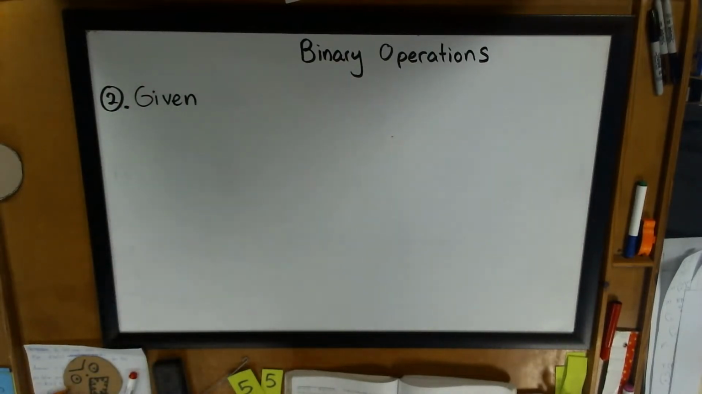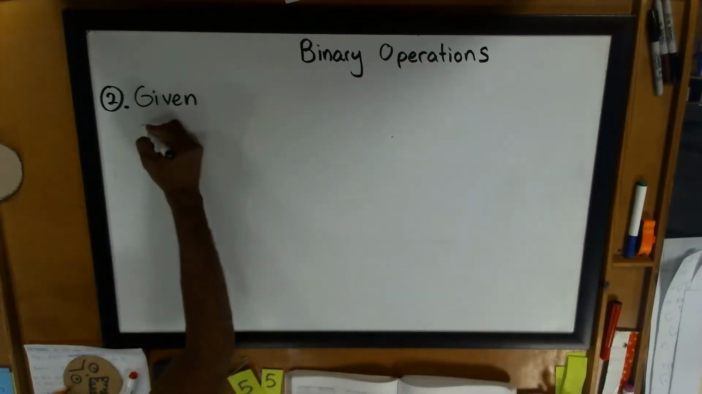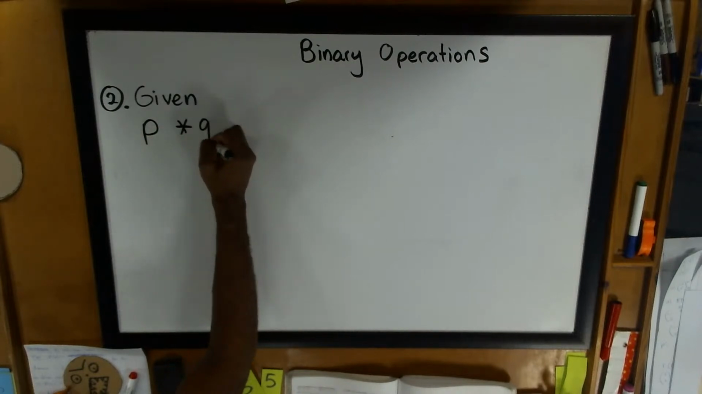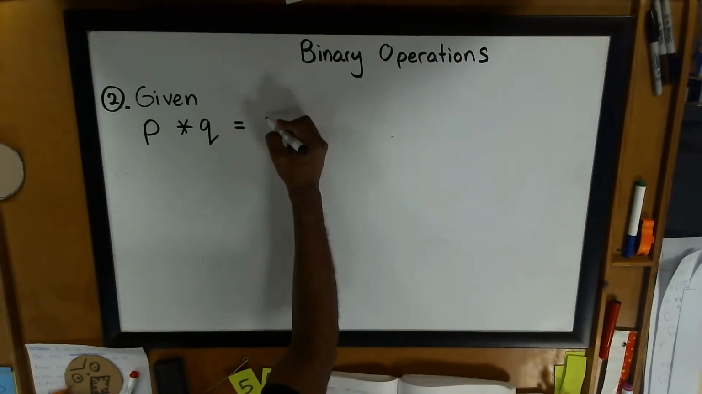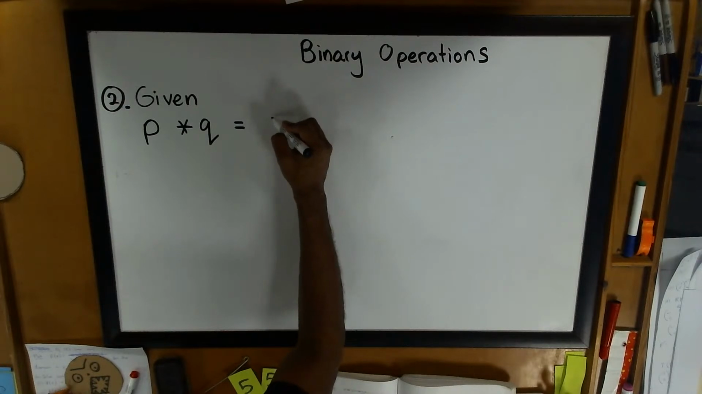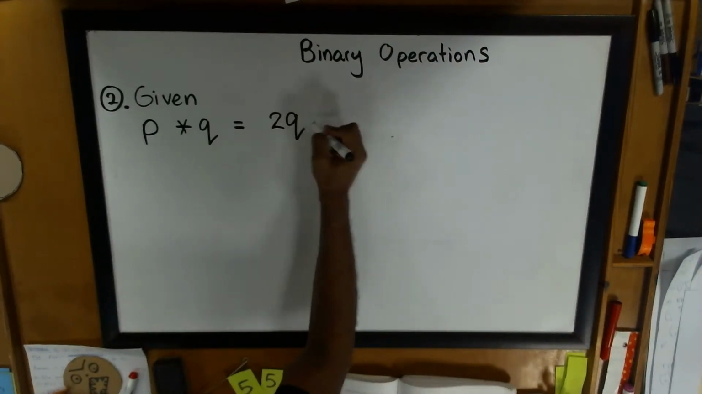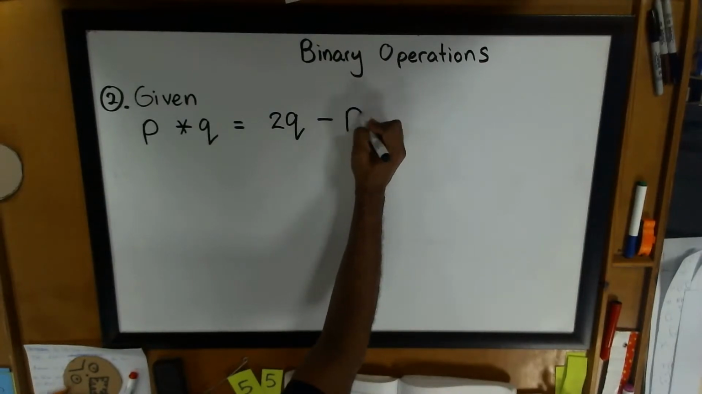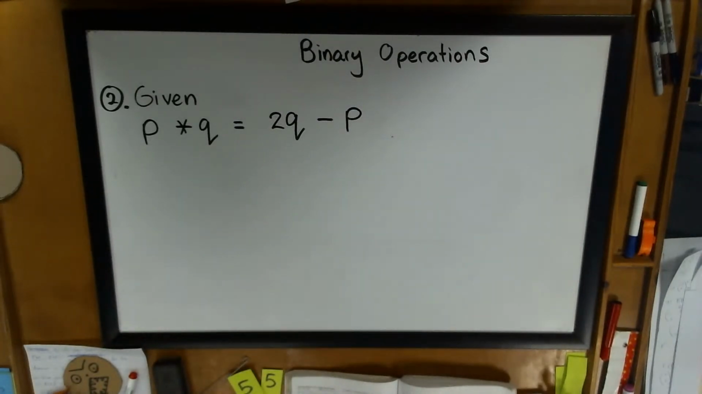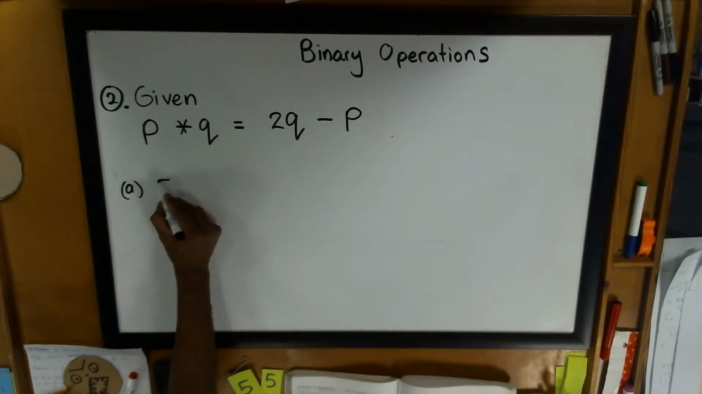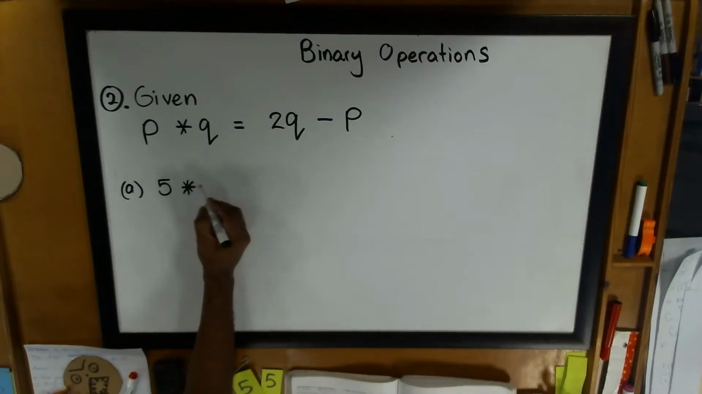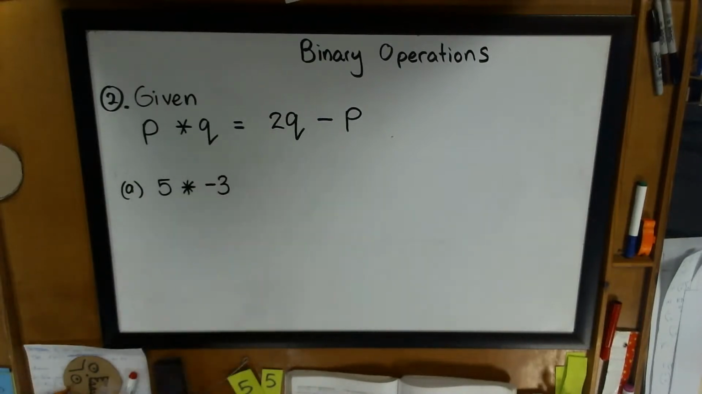All right, so let's say you have another equation. Let's say you're given P asterisk Q. Nothing is wrong with that. It doesn't have to be A and B. And they tell you this is equal to 2Q minus P. Here's what they want you to find. Well, let's say 5 asterisk minus 3.